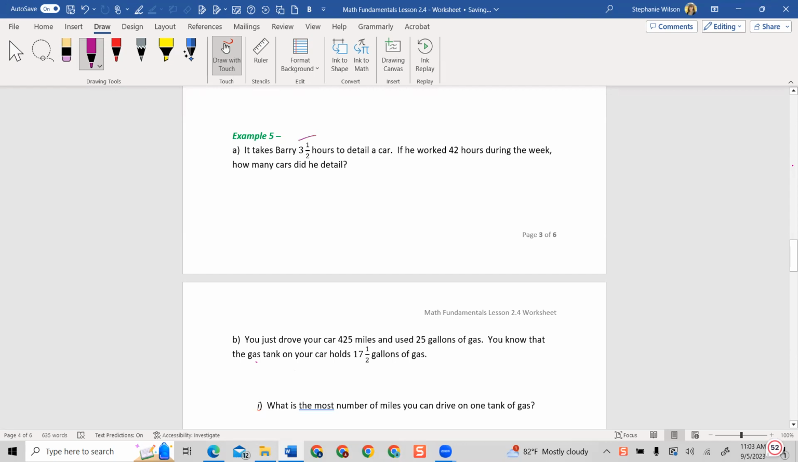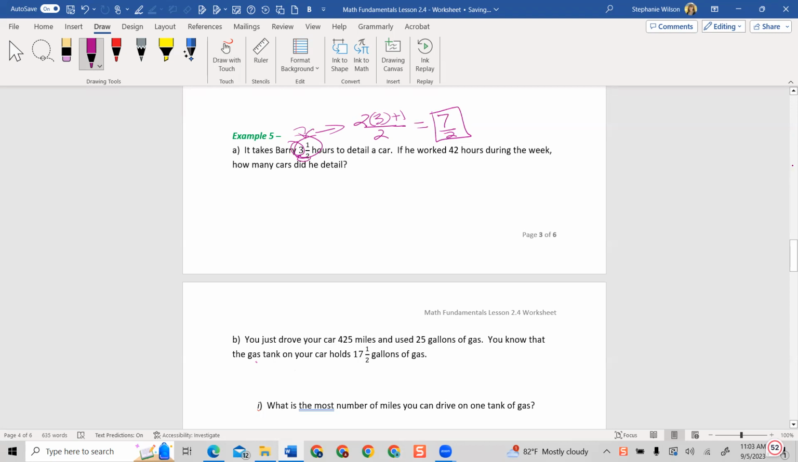So the first thing I'm going to do is I see this as a mixed number, so I'm going to write this as an improper fraction. And when I do, I know the denominator does not change. So I'm going to go ahead and write it down. Next, in order to find the new numerator, I know that it's going to be the denominator times that whole number, plus this numerator right here. So 2 times 3 is 6 plus 1 is 7 divided by 2. So this is what I'm going to work with.